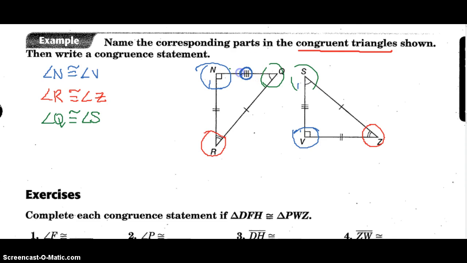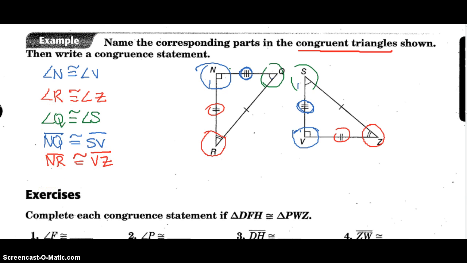Next, we need to list corresponding sides and be very careful. There are three hash marks here and three hash marks there. So the blue and the green angles, or the right angle and the one hash mark, NQ, is going to correspond with the blue and the green, or the one hash mark and the right angle, which is SV. I wrote angle, and I meant to say segment. So that's going to be segment SV. And next we'll look for the two hash marks. So NR is congruent to VZ.